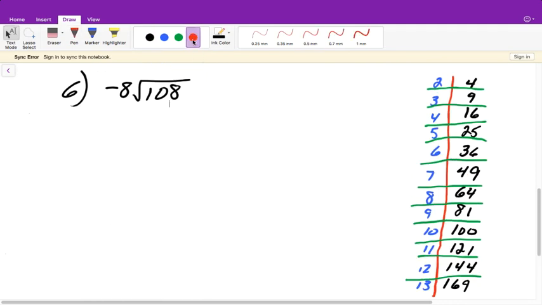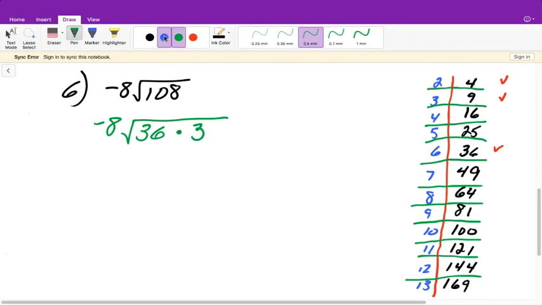I'm looking to see which perfect squares go into it. And it's the exact same 3. 4 does, 9 does, and 36 does. So since I know 36 goes into it, it's the largest one, I'm going to rewrite it. So 36 is my perfect square that goes into it. How many times does it go into it? It goes into it 3 times.